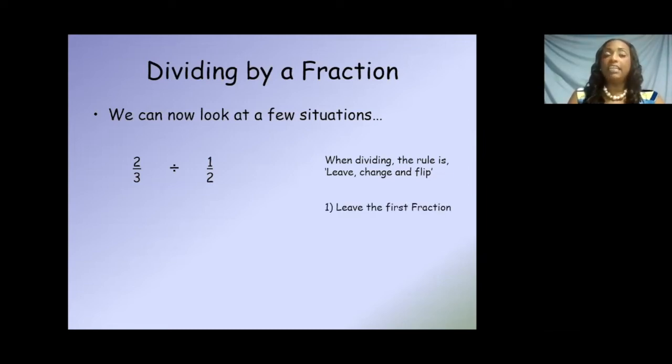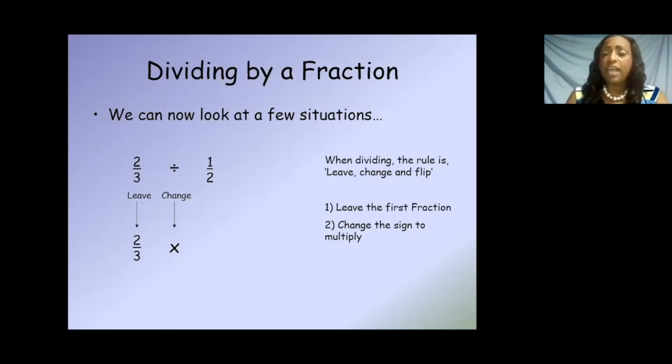So you want to leave the first part of the fraction. In this case, it's 2/3. So you're going to leave the 2/3. The next thing you want to do is change the sign. Good job. Here we have division. Remember what the clip said, the sign is changed to? Correct. The sign is changed to multiplication.